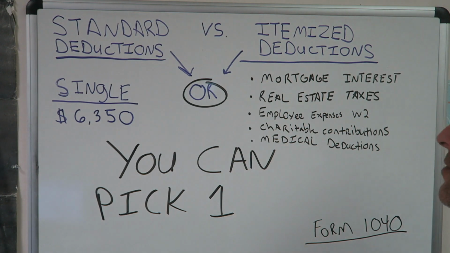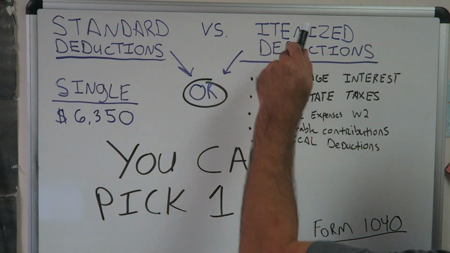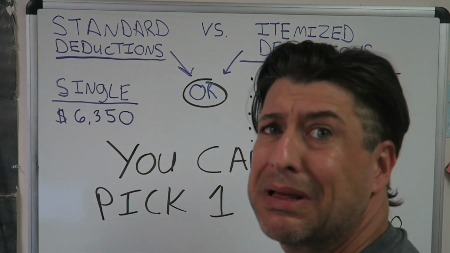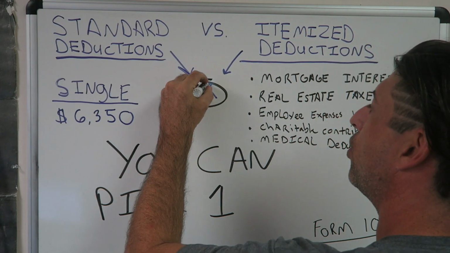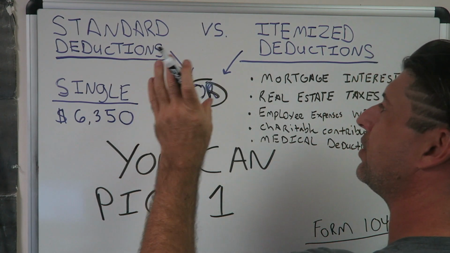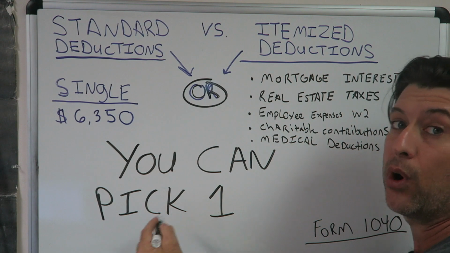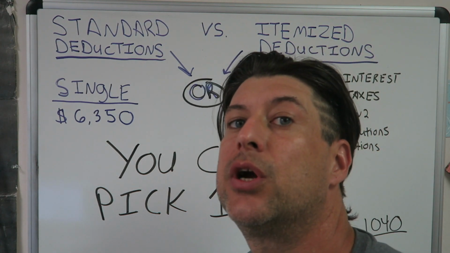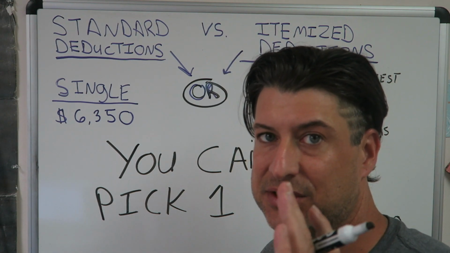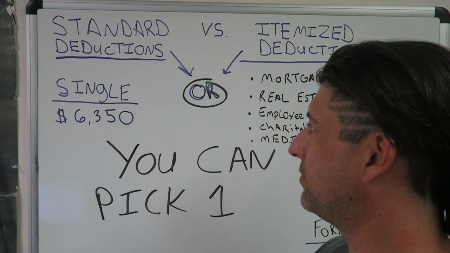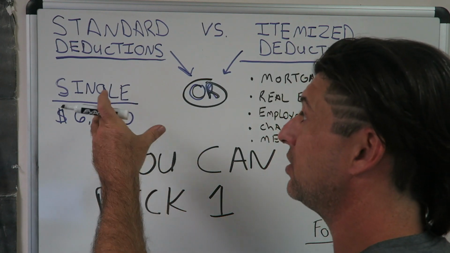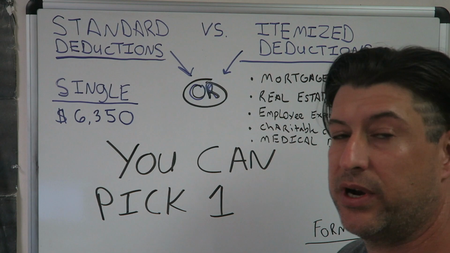Let's just do this real fast. Standard deduction versus itemized deduction. It's standard or itemized, one or the other. You don't get both, you get one or the other. You can pick one. So you're gonna take the deduction that is the higher deduction, because that lessens your income. So whatever's higher, standard deduction or itemized deduction.